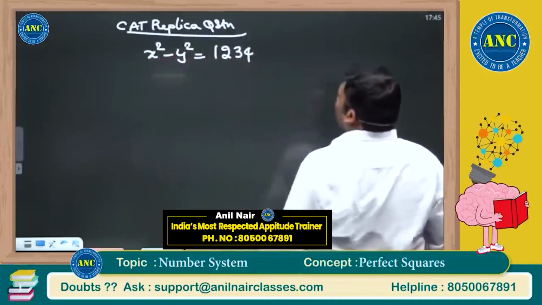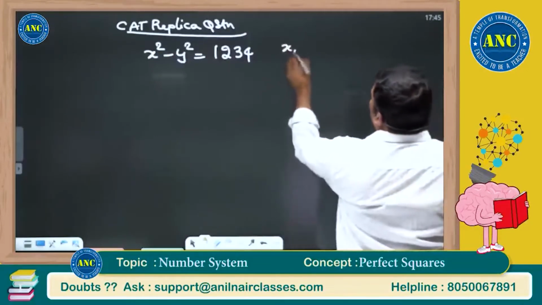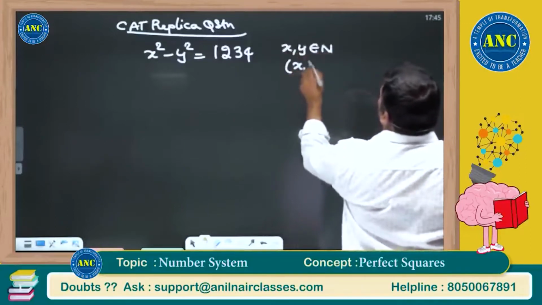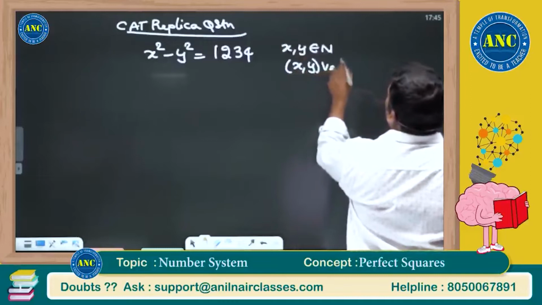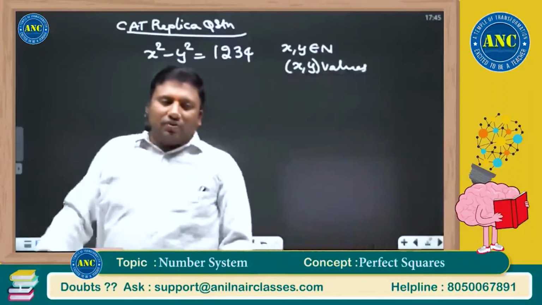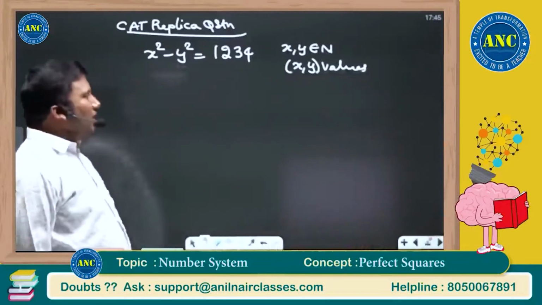X square minus y square equivalent to 1234. X, Y are natural numbers. How many values X and Y will take, which will satisfy this equation? X square minus Y square.